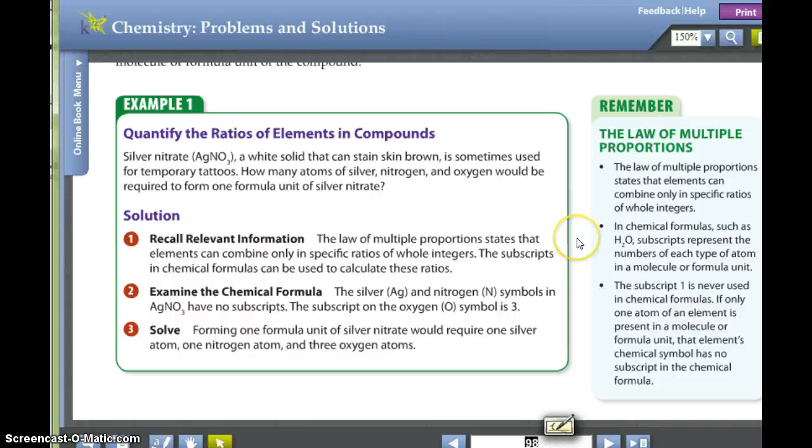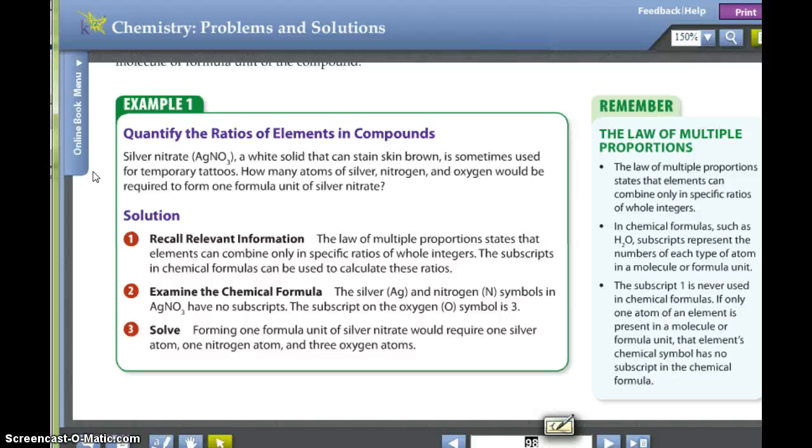In chemical formulas, such as H2O, subscripts represent the numbers of each type of atom in a molecule or formula unit. So when we have H2O, how many H's are there? 2. And how many O's? 1. The subscript 1 is never used in chemical formulas. It's just like math class. You just write X, you do not write 1X. If only one atom of an element is present in a molecule or formula unit, that element's chemical symbol has no subscript in the chemical formula. So like H2O, we do not write H2O1. We just know that there's 1 there. All right, so let's look at example 1. Quantify the ratios of compounds in elements.